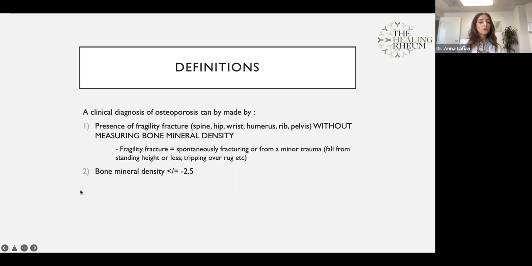So it depends on your bone density. If it's really weak, something like that can happen. So it's either a spontaneous fracture or from a minor trauma. And then a major car accident or something doesn't count. And the other thing is, you get a bone density and your bone mineral density is less than or equal to negative 2.5.